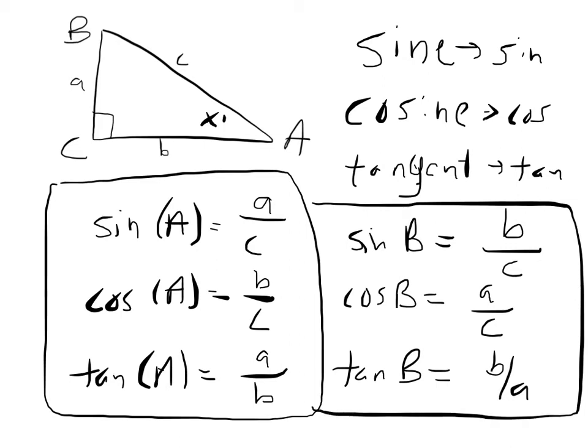And the last thing to notice here: are there some relationships between the sines and cosines and tangents of the two acute angles in a right triangle? Do we see some relationships here? I'll let you think about that as you do your homework and as you do your reading.